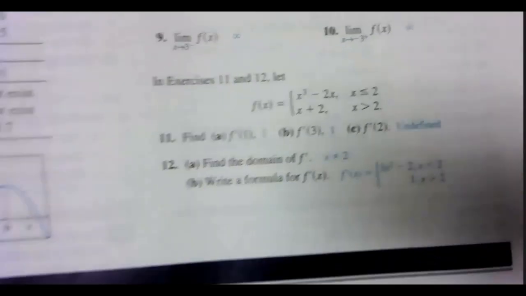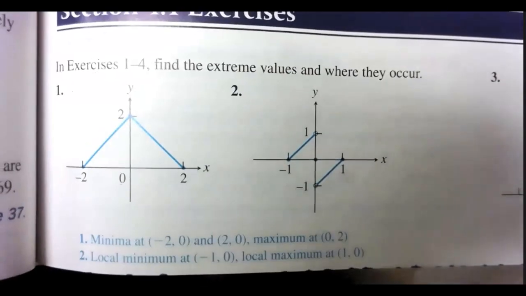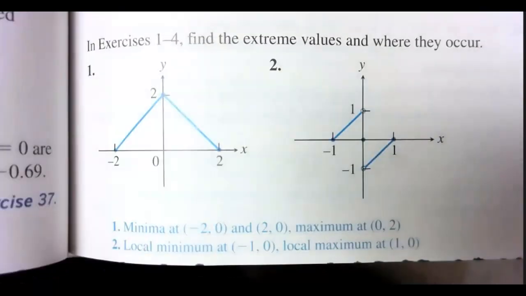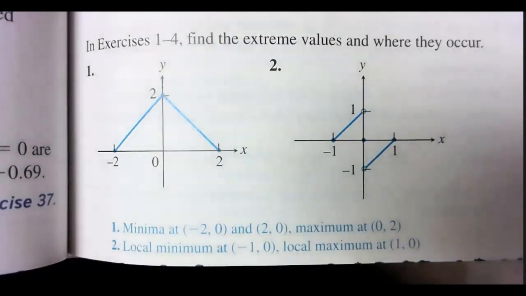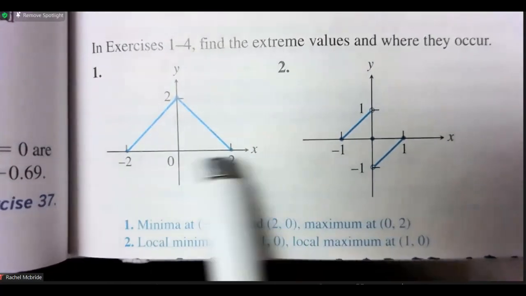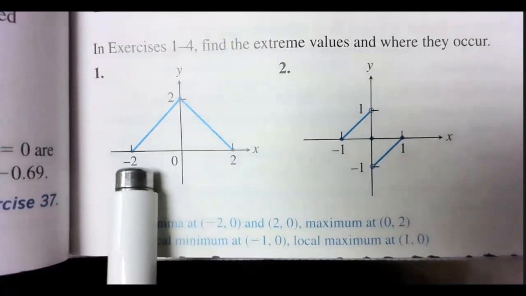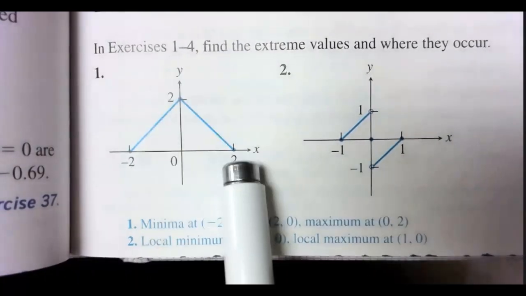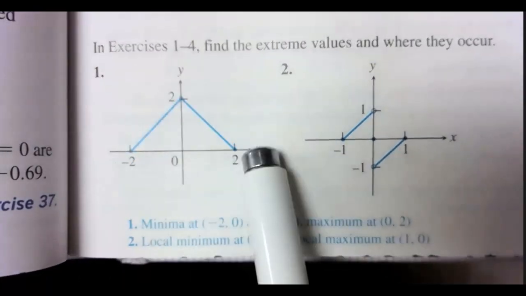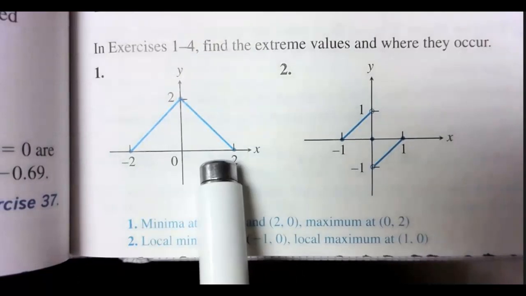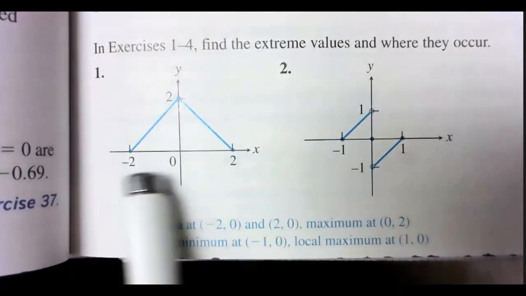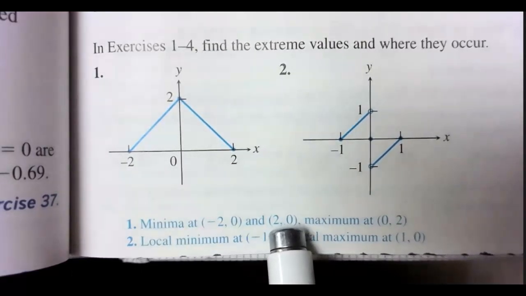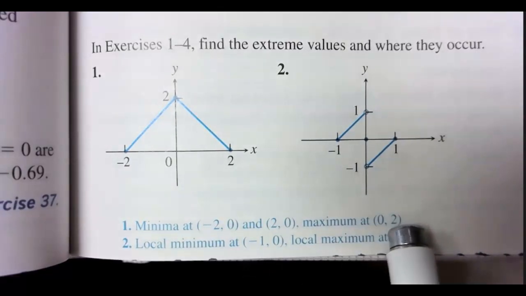Okay, from the other day, we did 1 through 4. So in 1 through 4, it said find the extreme values and where they occur. So you were looking at those graphs and you were looking for your extremas. So in number 1, since that's a closed circle at the beginning and the end, this is a continuous graph. We have a continuous closed interval. Therefore, I am guaranteed an absolute max as well as an absolute min. So the mins occur at (-2, 0) and (2, 0). The max occurs at (0, 2).